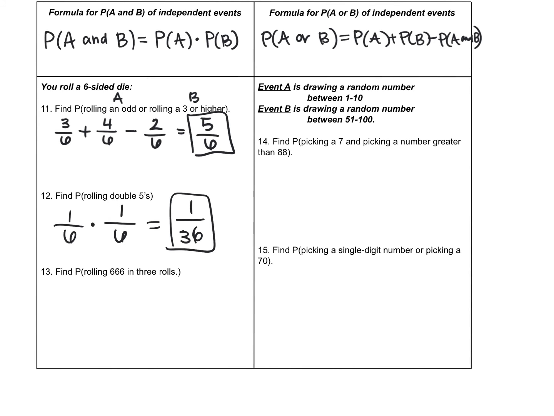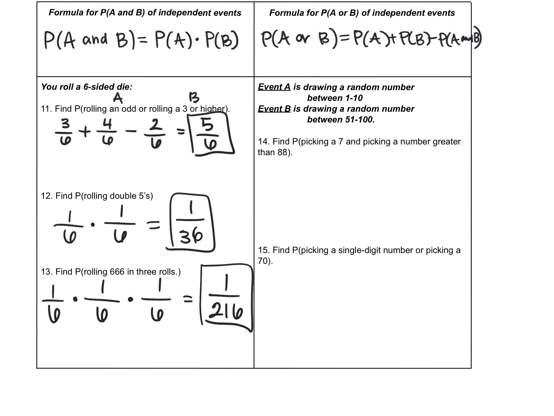Okay? And then we want to find the probability of rolling 6, 6, 6 in 3 rolls. So it starts off the same way as rolling double 5s. So probability of rolling a 6 is 1 out of 6. Then getting it again, 1 out of 6. And a third time, still 1 out of 6. So it ends up being 1 over 216. So it's always a pretty small chance that you roll 3 of the same number in a row on a die, but it can happen.